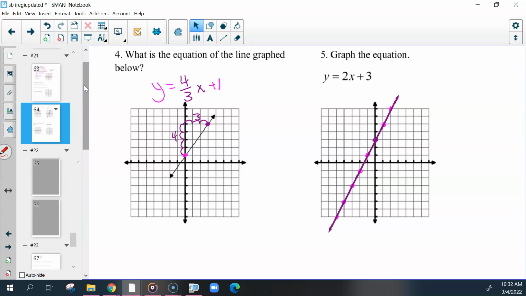And then for the last one, we needed to graph. Start at your y-intercept at 3. Go up 2 to the right one as many times as possible, and down 2 to the left one as many times as possible. And then draw a line with arrows through it. Questions on that one?